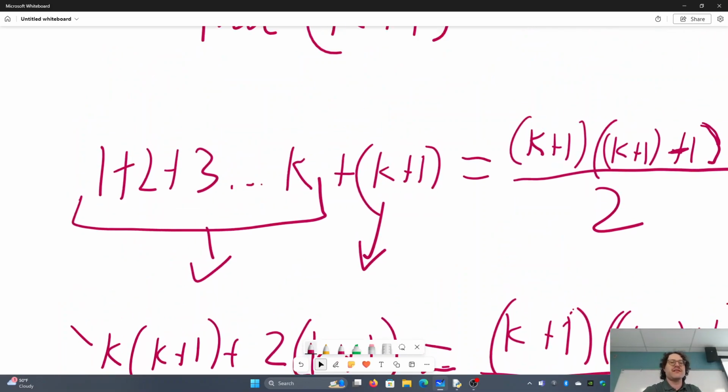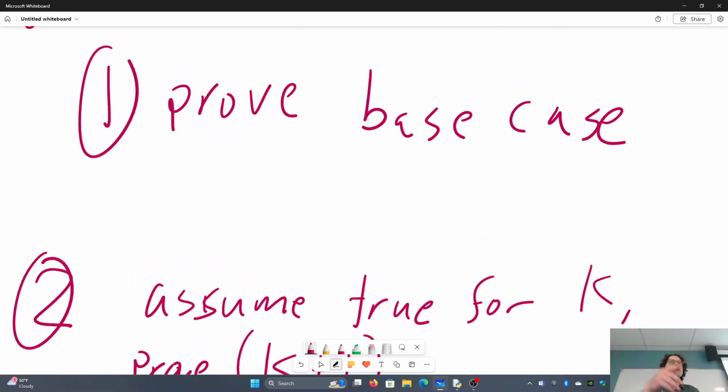That means that since it worked for 1, it's going to work for 2. So 2 is proven. Since 2 is proven, we can assume it works for 2 and know it works for 3. And so we know it's true all the way up to whatever arbitrary number we want.